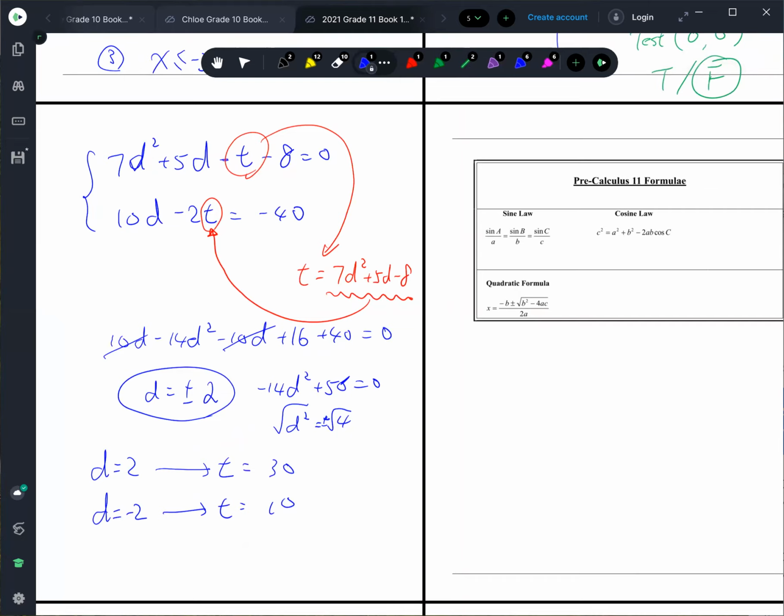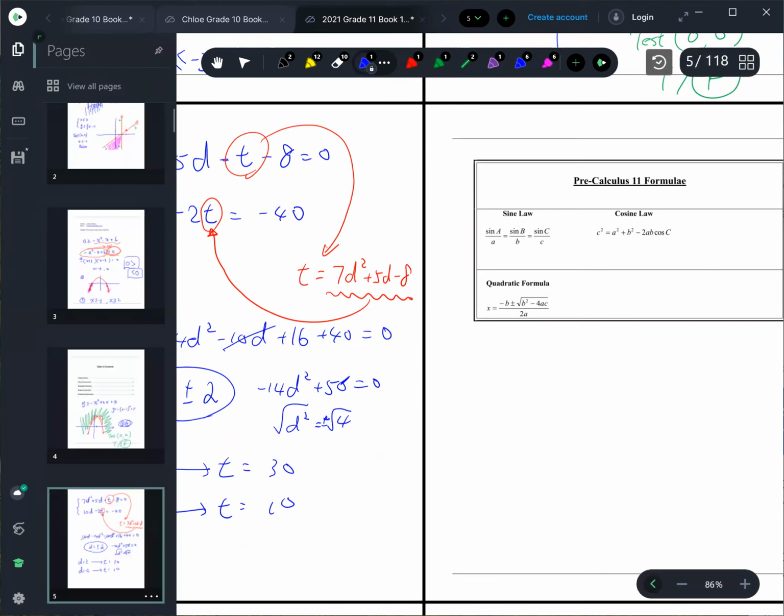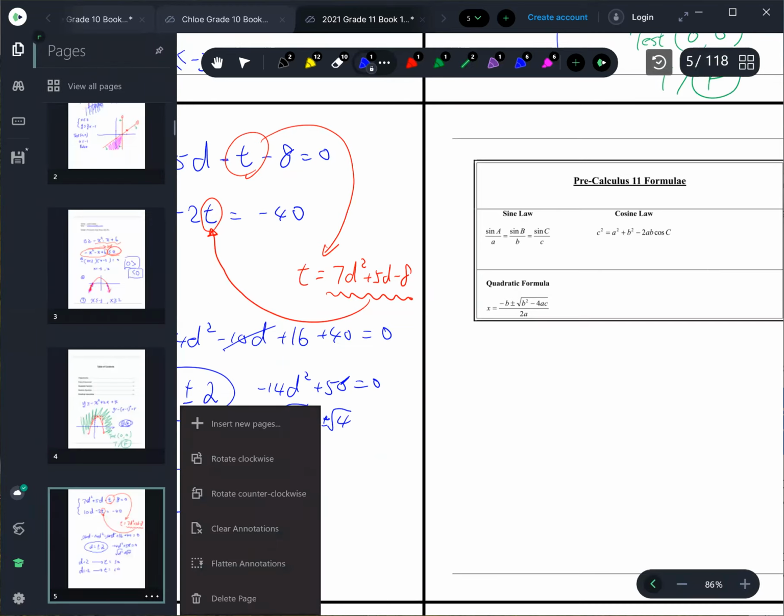Can I try one more? Because there's also an elimination one that I don't understand.